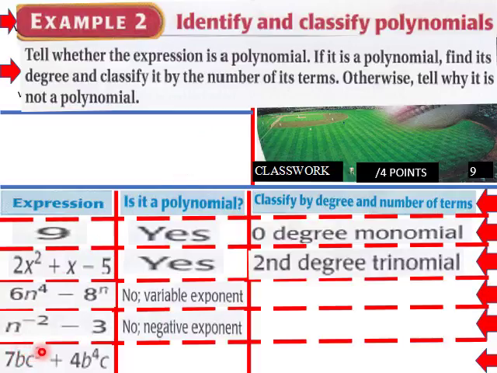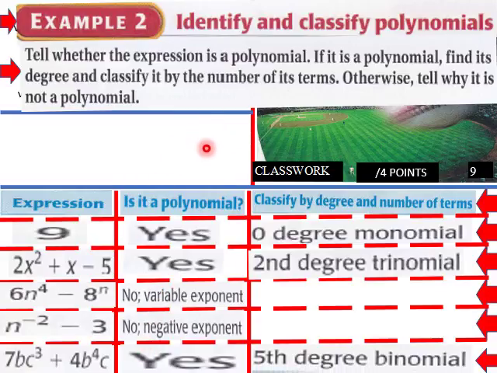Then 7bc cubed plus 4b to the 4c. Yes, it is a polynomial. 5th degree binomial. So the leading term here has a degree here, which should be right here. You have b to the 4th, c to the 1st power, so that'd be a 5th degree binomial here, actually, because b to the fourth c to the first power.